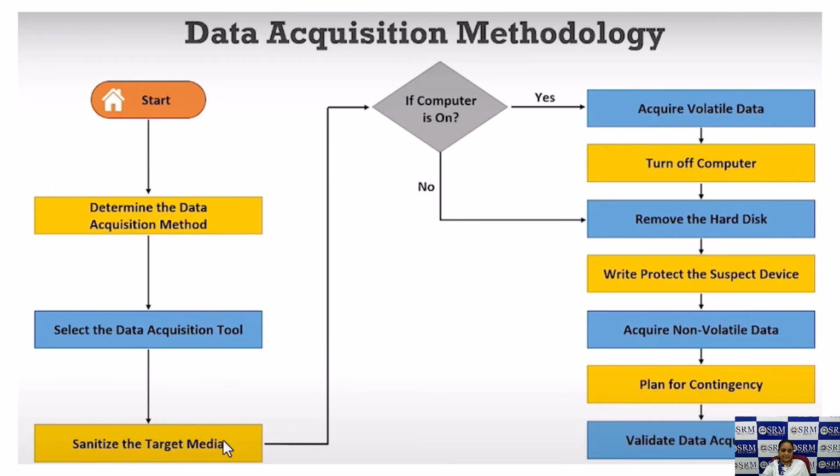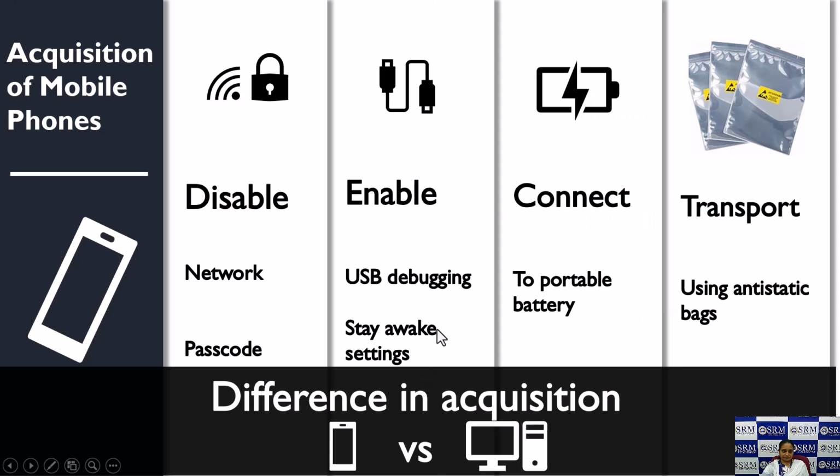And then sanitize the targeted media. If the computer is on, very important, do a RAM capture. That's your accurate volatile data. Turn off the computer, then remove the hard drive. Then write protect the suspect device through a write blocker, acquire non-volatile data, plan for contingency, and validate the data acquisition. So this is the data acquisition methodology in terms of computers.